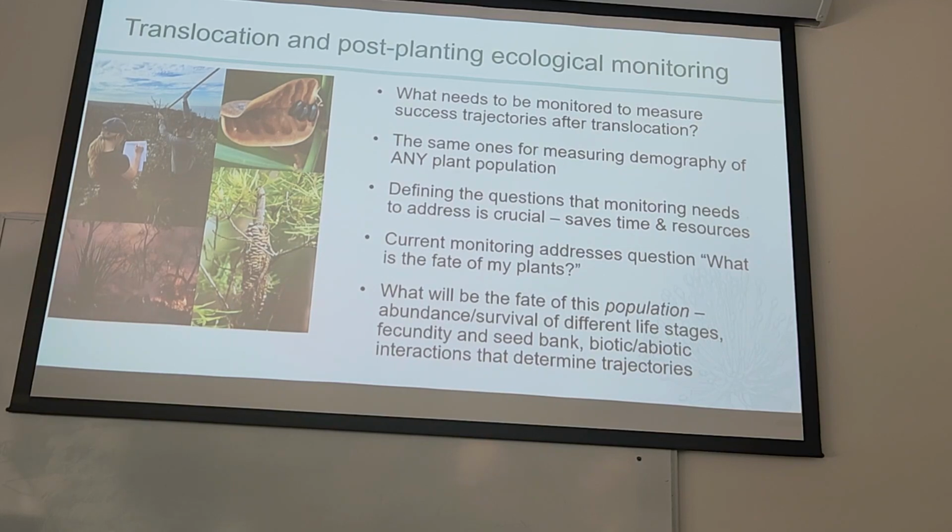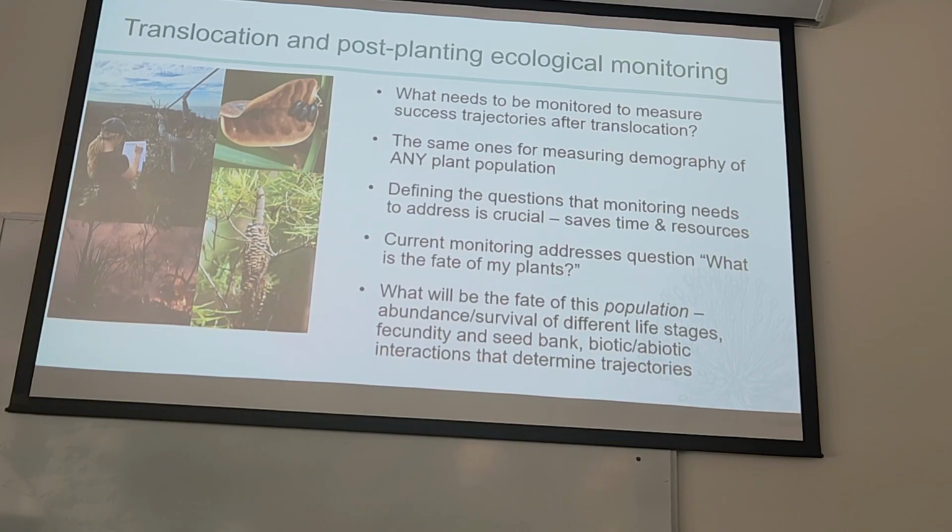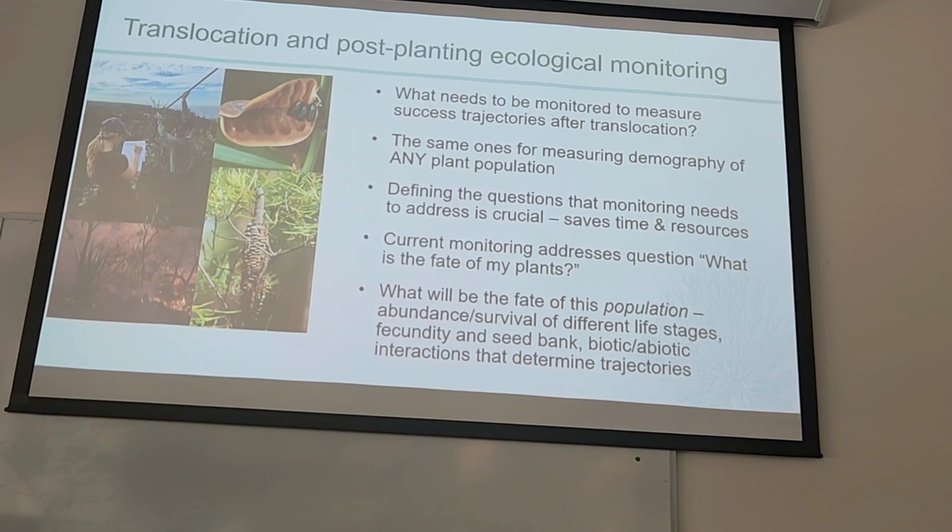You want to get the trajectories of at least multiple life stages. That way, with that sort of data, you can start building models that then can help improve projections later on. Fecundity and seed bank, a lot of this has been talked about, the biotic and abiotic interactions that drive ecological processes of the populations, all really important to monitor after planting.